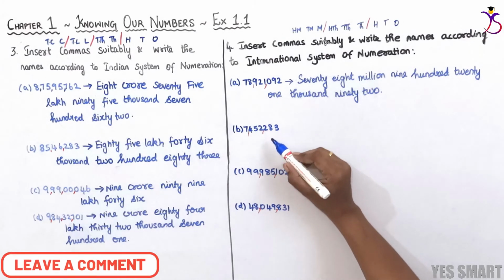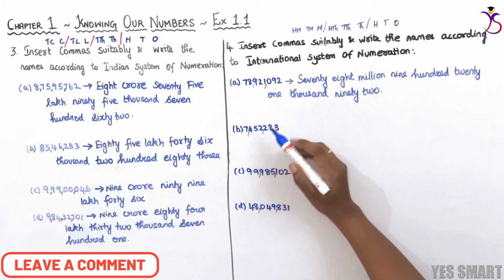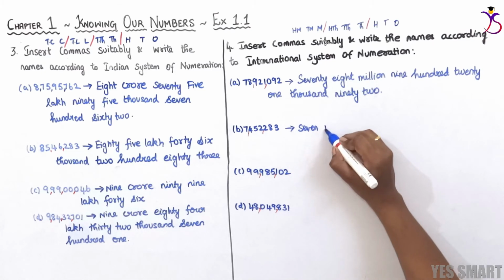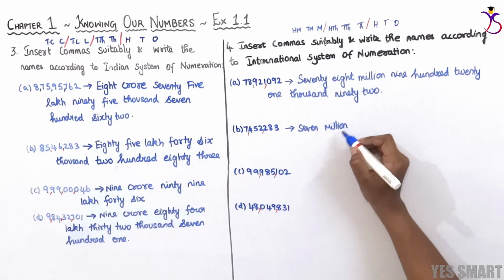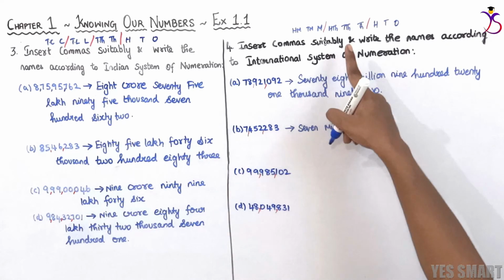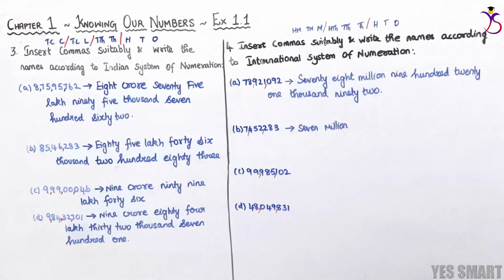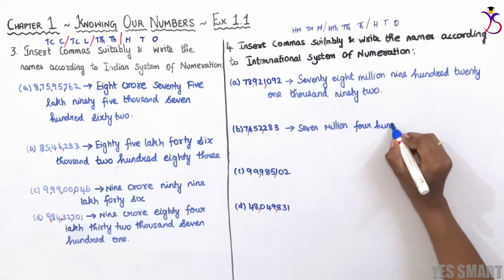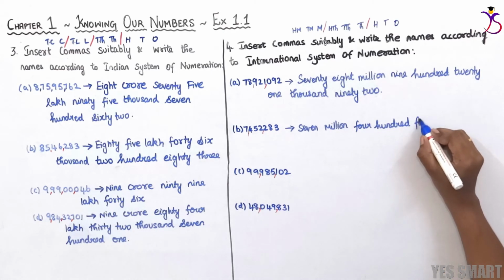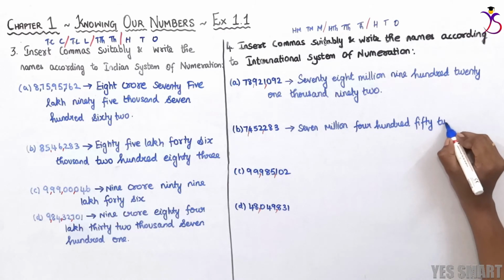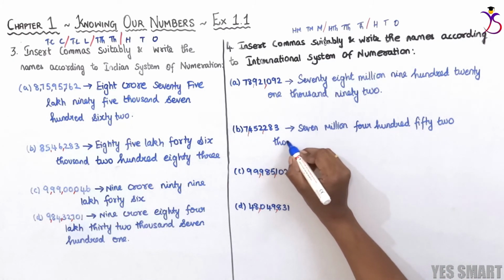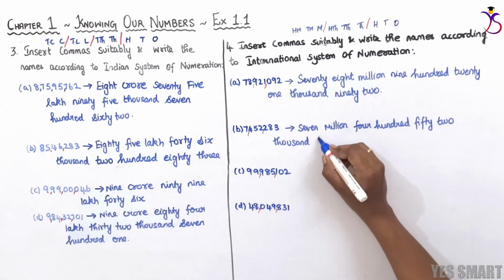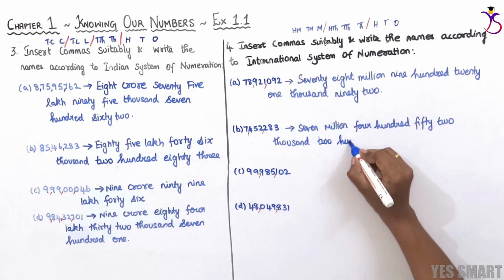Moving on to B sum, ones, tens, hundred, and this in thousand group. The other one is million. So 7 million. Next we have 452,000. 452 falls in thousand group. So 452,000. Finally, we have 83. So let's write 83.